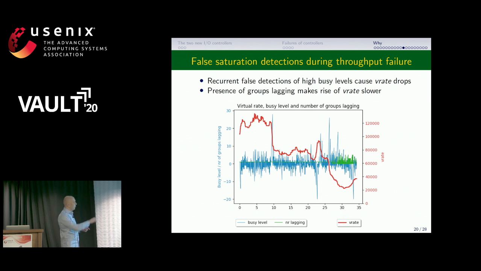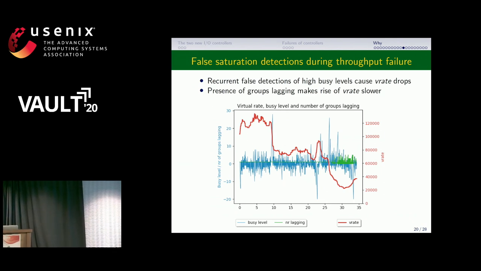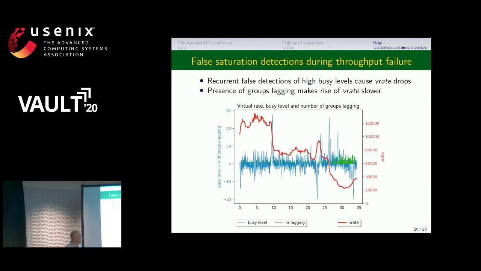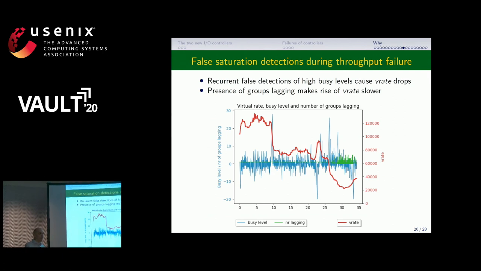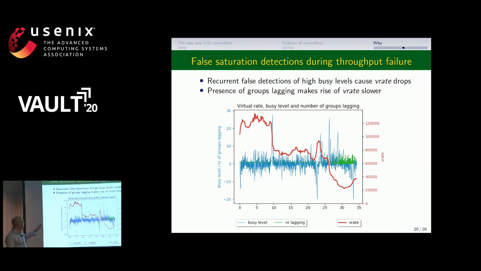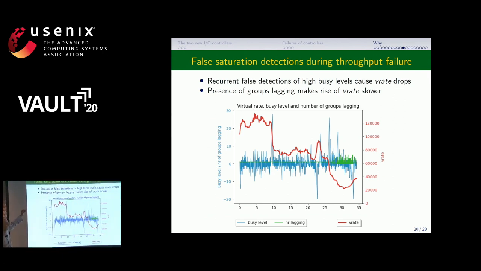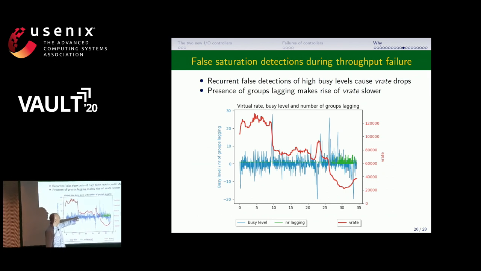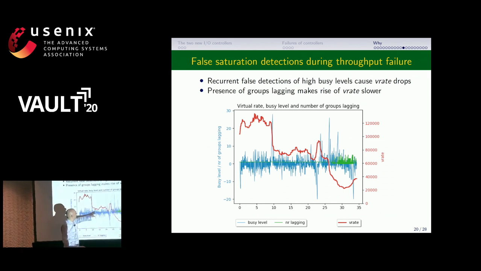At the beginning, the throughput is high, the V rate is high. So things start well at the beginning. But then, for some reason, there is a spike in the busy level, and the busy level is evaluated imprecisely for all the reasons that I already told you. So for this reason, io.cost suddenly reduces V rate. And then it remains stable because the estimated parameters are somehow stable.